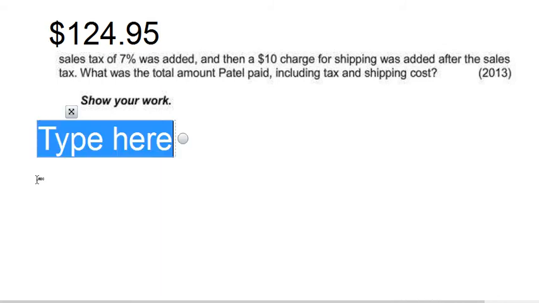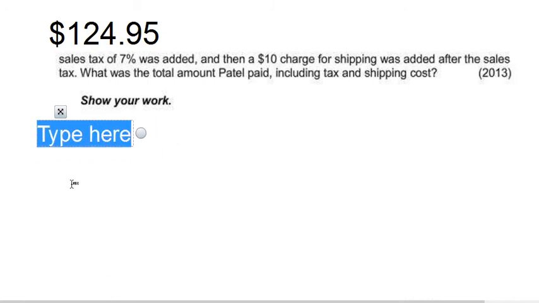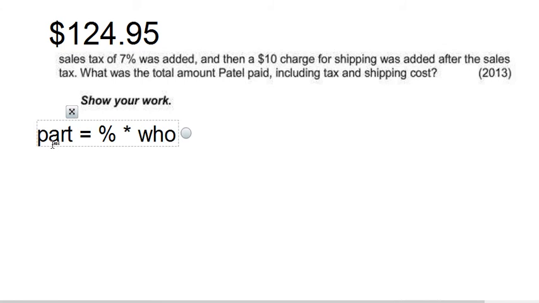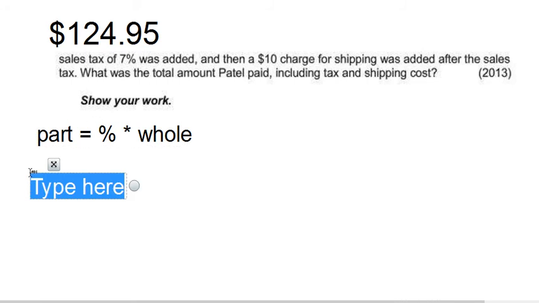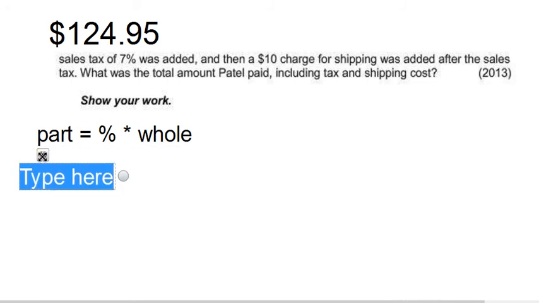All right. So the first thing we need to remember is this is a percentage problem. I try to ingrain in you that we should be thinking part equals percent times whole amount. Now, what's going on here is our part is missing. That's the sales tax.